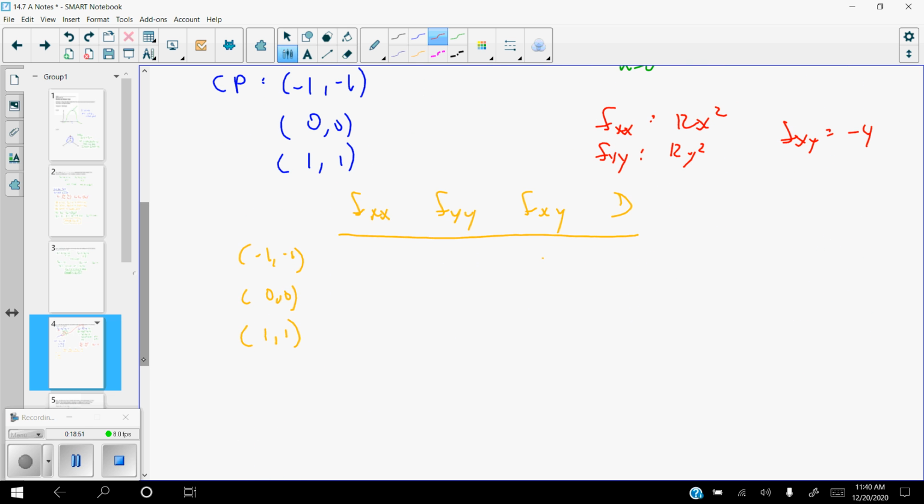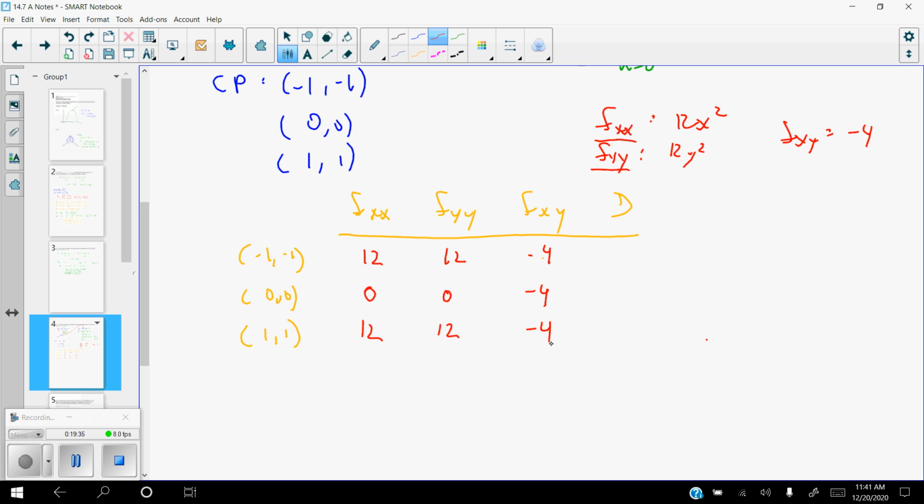All right. So at our critical points, the second derivative with respect to x, this one, 12x squared at the critical point -1 is going to be +12. At 0, 0, it's going to be 0. And at 1, 1, it's going to be +12. fyy at our critical points, once again, is going to be +12, 0, and +12. And that's just from plugging in the y values of our critical points. fxy is -4 in every case. There's nothing to plug it into.